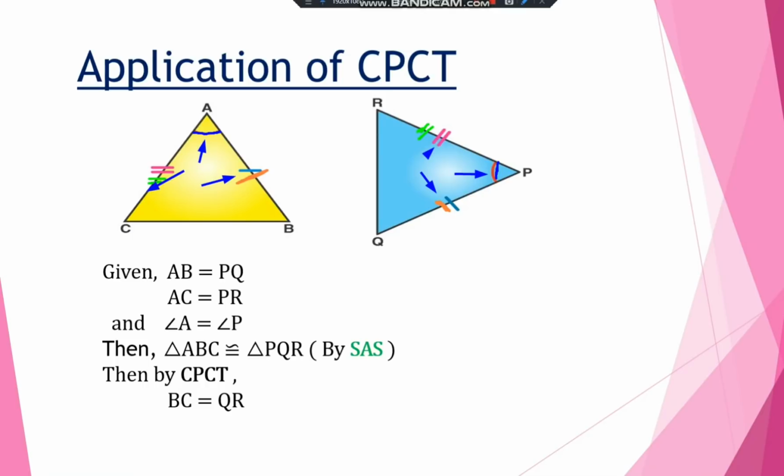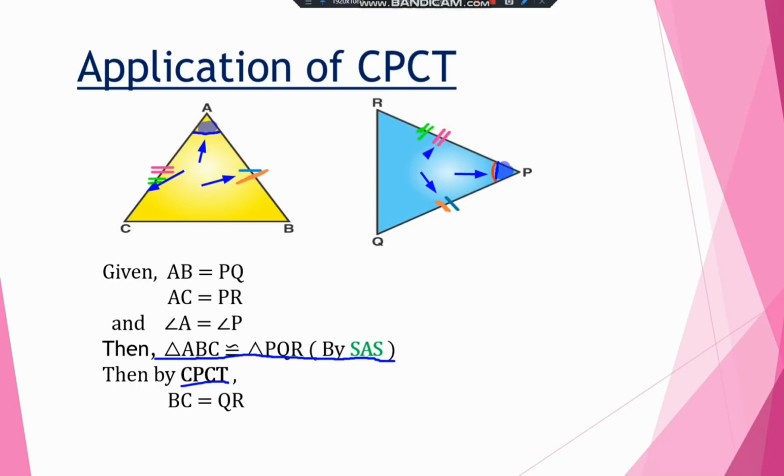Now here comes the application of CPCT, which means corresponding parts of congruent triangles. Since we have proved that the two triangles are congruent by SAS or by whichever criteria, now we apply CPCT. So by CPCT the leftover parts of the two triangles will also be equal. Corresponding parts of the congruent triangles are equal. Now what do we mean by leftover parts? Let us see this. Here we have already taken this angle equal to this angle.